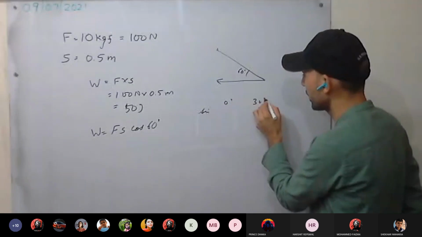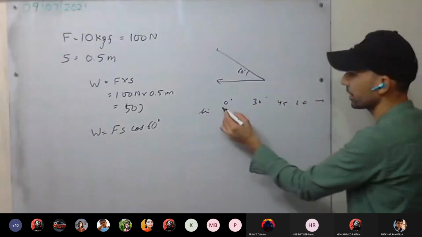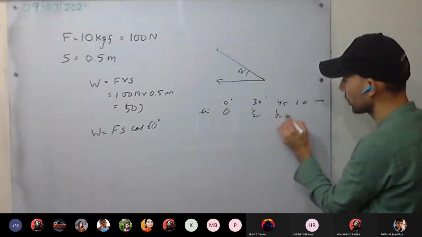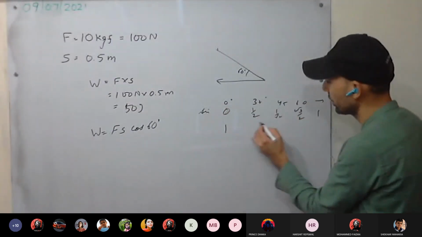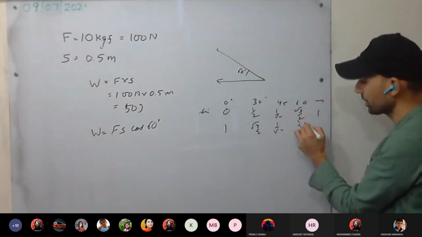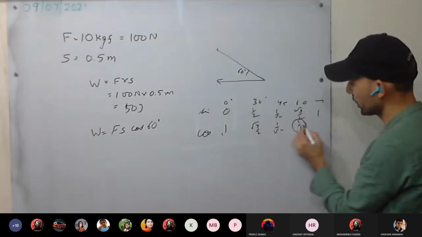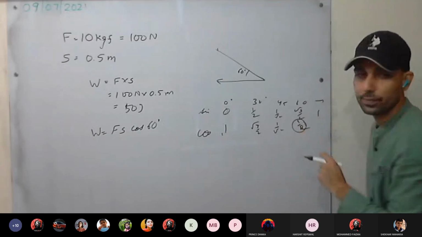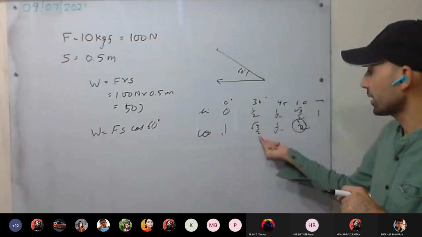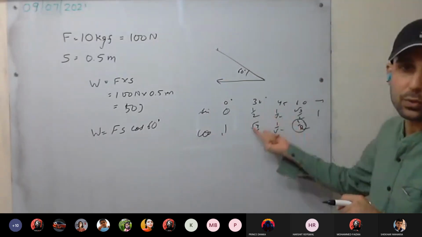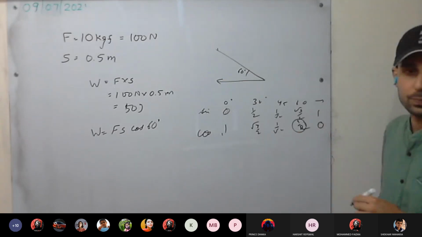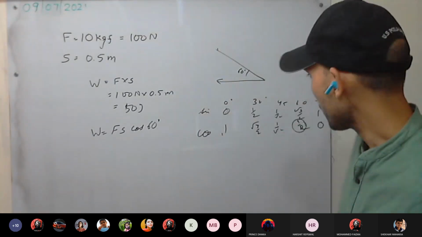For 0 degree, 30 degree, 45 degree, 60 degree, 90 degree, sine is 0, 1 by 2, 1 by root 2, root 3 by 2, 1. For cos, just reverse: 1, root 3 by 2, 1 by root 2, 1 by 2, 0. Cos 0 is 1. Cos 30 is root 3 by 2. Cos 45, 1 by root 2. Cos 60, 1 by 2. And cos 90 is 0. Okay.